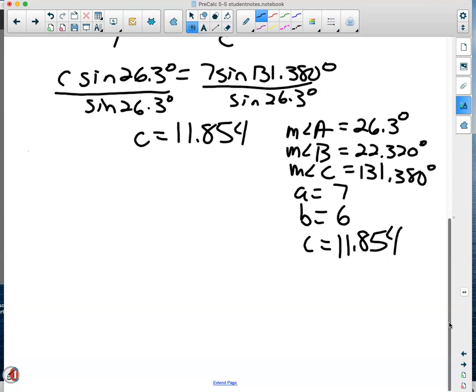Now imagine doing that twice for one problem. Because when we have situations where we have two triangles, we have to go through this process for both of those triangles. And that's what we're going to have to do in the next one.